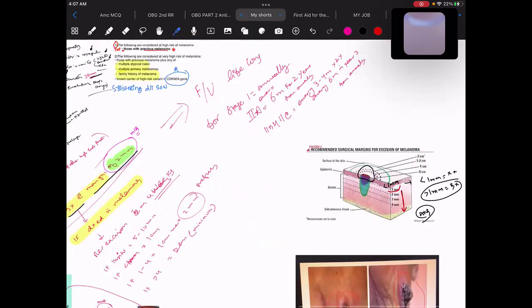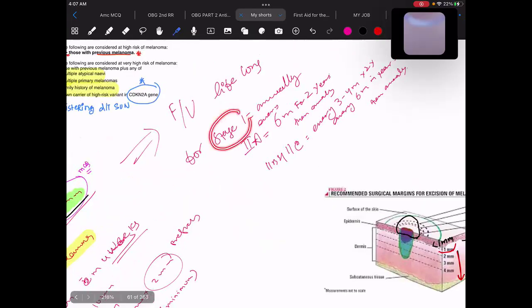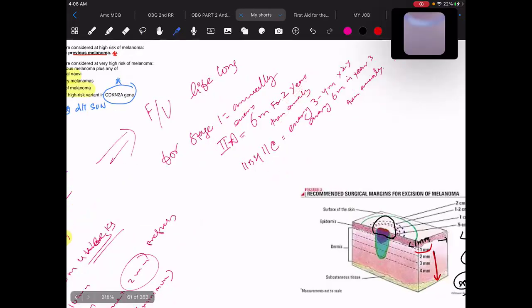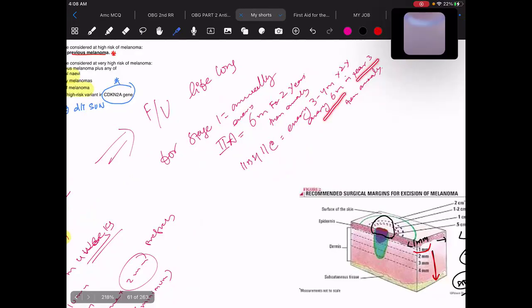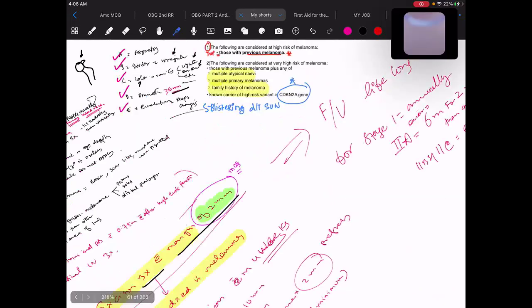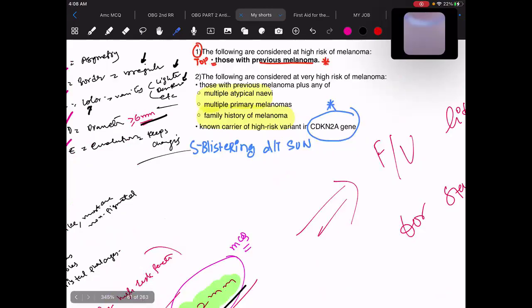Then sometimes they ask about the follow-up. For any patient who has melanoma, we go for lifelong follow-up. For stage 1, we go annually. For stage 2A, every 6 months for 2 years, then annually. For stage 2B and 2C, every 3 months for 2 years, and every 6 months in year 3, and then annually.